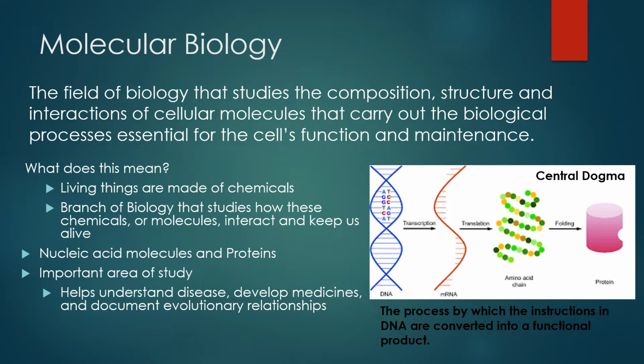Now, just as a reminder, something that we've covered in the past and that is pertinent to this unit is that molecular biology is responsible for the central dogma. That is the process by which the instructions in DNA are converted into a functional product. That is the taking of DNA, unzipping it, matching it, so transcribing it into RNA. That is then translated into a building chain of amino acids. Eventually, those amino acids fold into a variety of shapes, and that is what we call a protein.